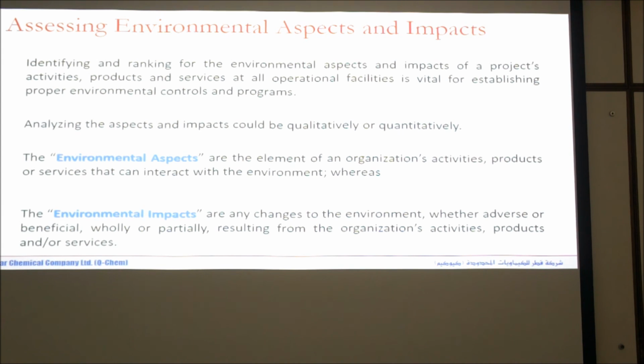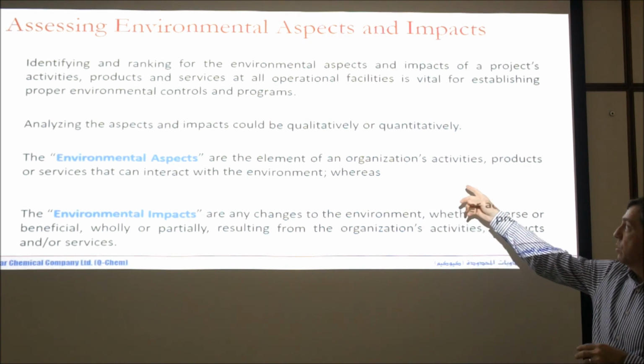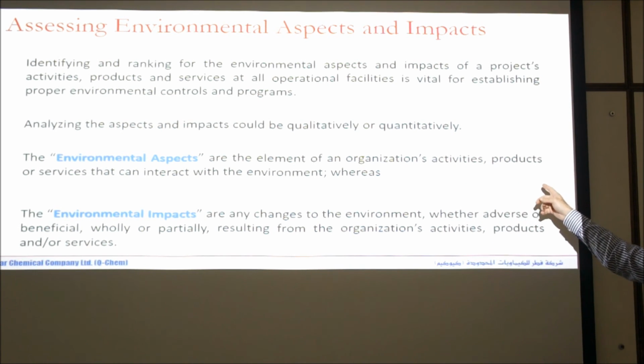There are two key words here. One is called aspect, one is called impact. Aspect is the element of the organization: activity, product, and service. These are three key words again: activity, product, and service that interact with the environment. The impact is the change to the environment, the result.